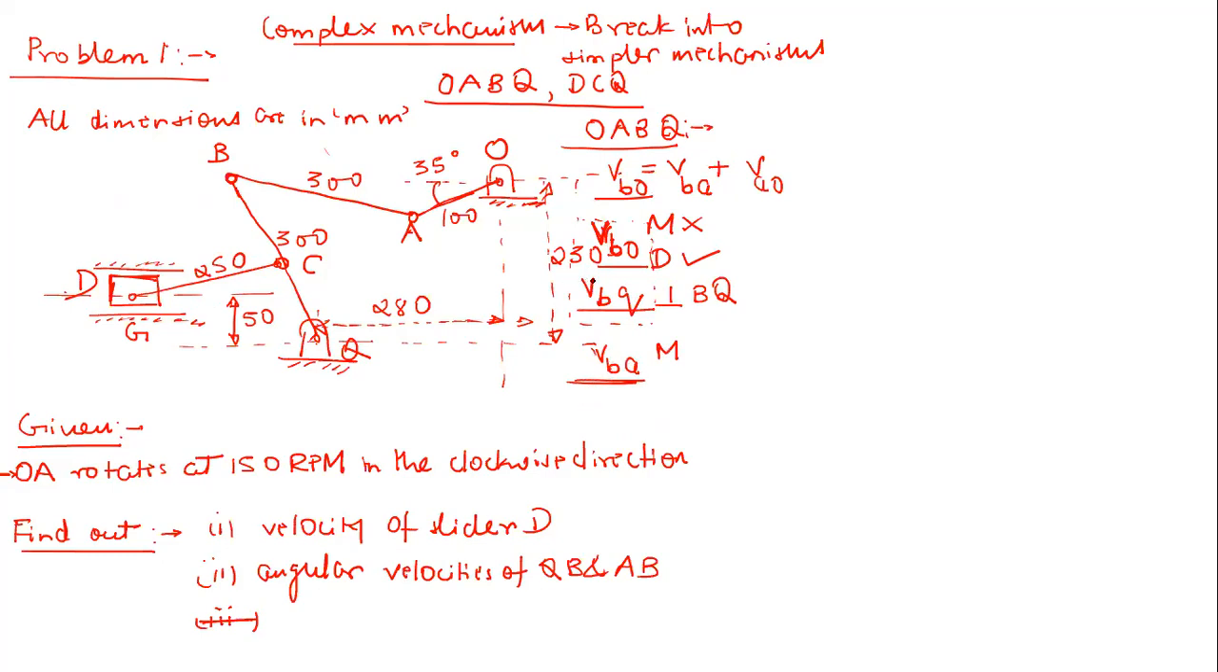Is it known in magnitude? Velocity of B with respect to A. So it's 300. No, this 300 is the length. I'm talking about velocity of B with respect to A.